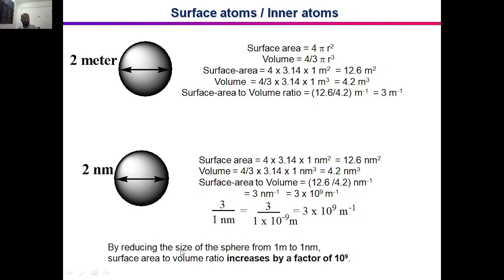So by reducing from a 2 meter sphere to a 2 nanometer sphere, I can increase the surface to volume ratio by 10 to the 9 times, that is a billion times. By reducing the size of the sphere from 1 meter to 1 nanometer, or 2 meter to 2 nanometer, the surface area to volume ratio increases by a factor of 10 to the power 9, that is nothing but a billion times.